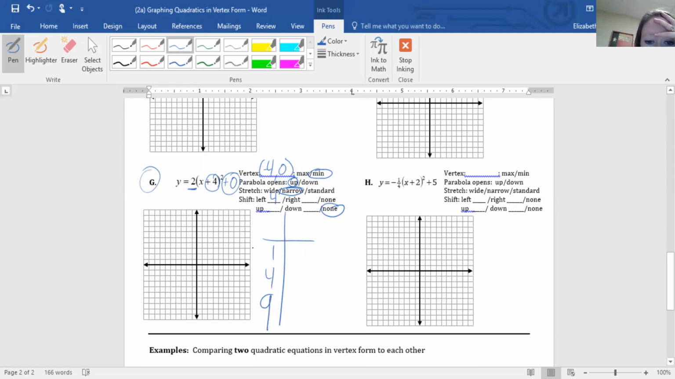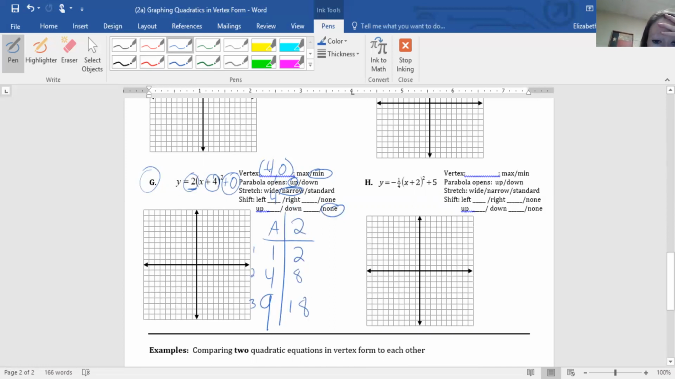Remember, this is when X is 1, 2, and 3. And then my A is 2. So we're going to multiply my 1, my 4, and my 9 times 2. So 2 times 1 is 2. 2 times 4 is 8. 2 times 9 is 18.